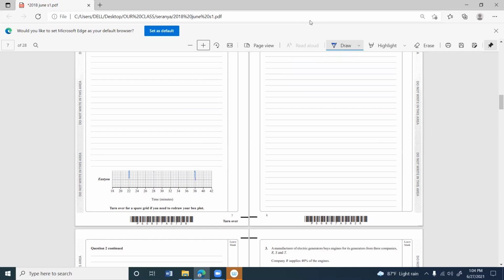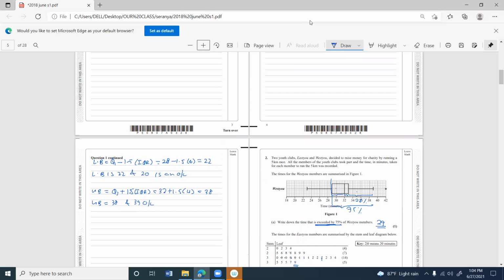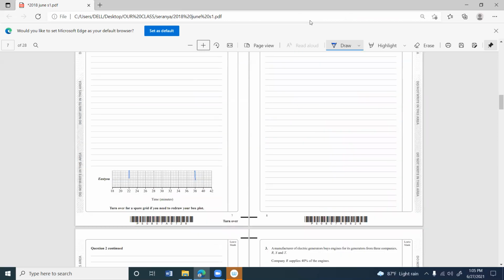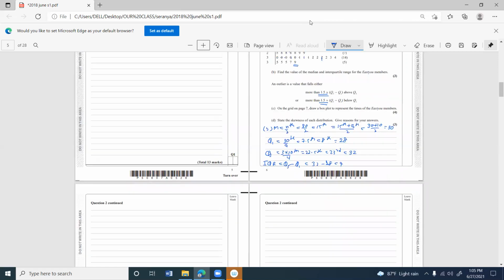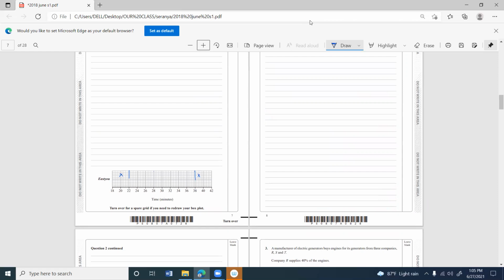And I can mark the outliers. Outliers are 20 and 39. So the quartiles are 28, 30, 32. This is how you can understand this.